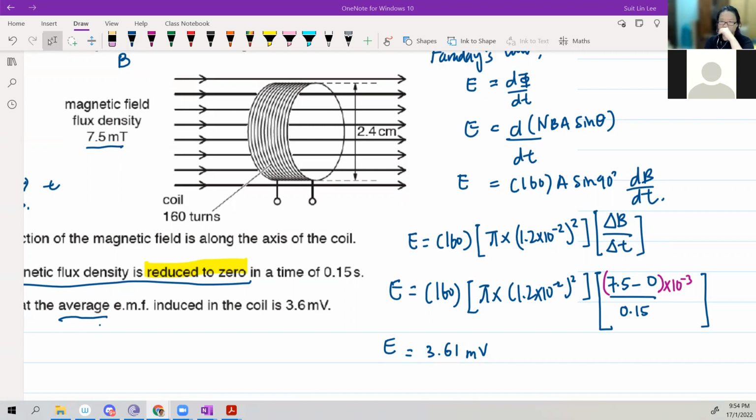Right, so if you mention something along the lines of EMF is the flux NBA sine theta over T, this part will give you 1 mark. And then the substitution here is your second mark.